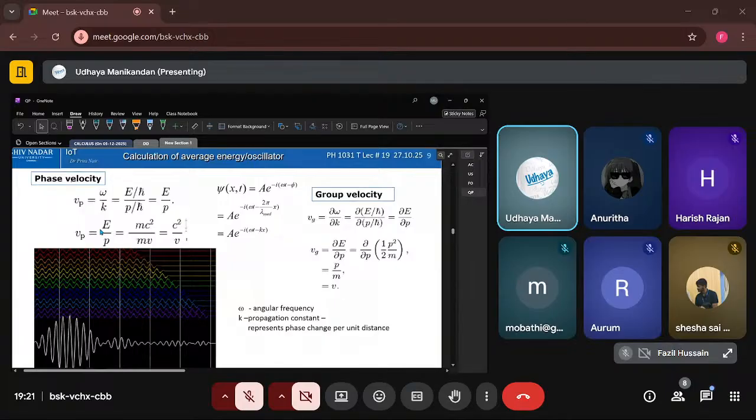So what is the velocity? You know that velocity is always angular frequency by angular wave number. So k is the angular wave number. So v is equal to omega by k. We know that. And what was E? E was nothing but h into nu. And you know that nu was omega by 2 pi, right?